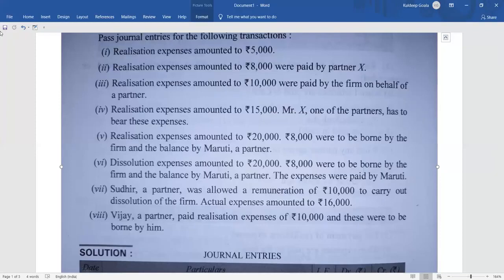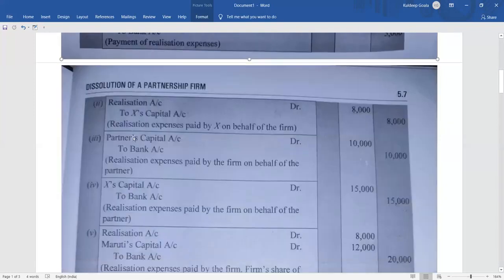पार्टनर्स कैपिटल अकाउंट डेबिट टू cash or bank account 10,000. You can see here partner's capital account debit 10,000 to bank account 10,000, being realization expenses paid by the firm on behalf of partner. Partner के behalf पे payment हुआ है.